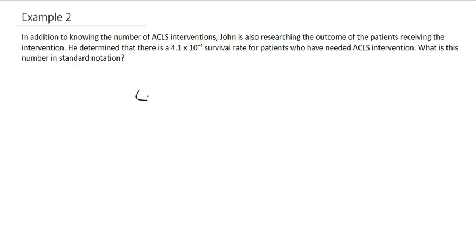So we're going to go ahead and write this out. 4.1. We're going to see that our exponent is raised to the negative 1 power. So if we have a negative number, we move then to the left. And we only have to go over one spot. So we take the decimal and we go over to the left just 1. So our answer is 0.41.